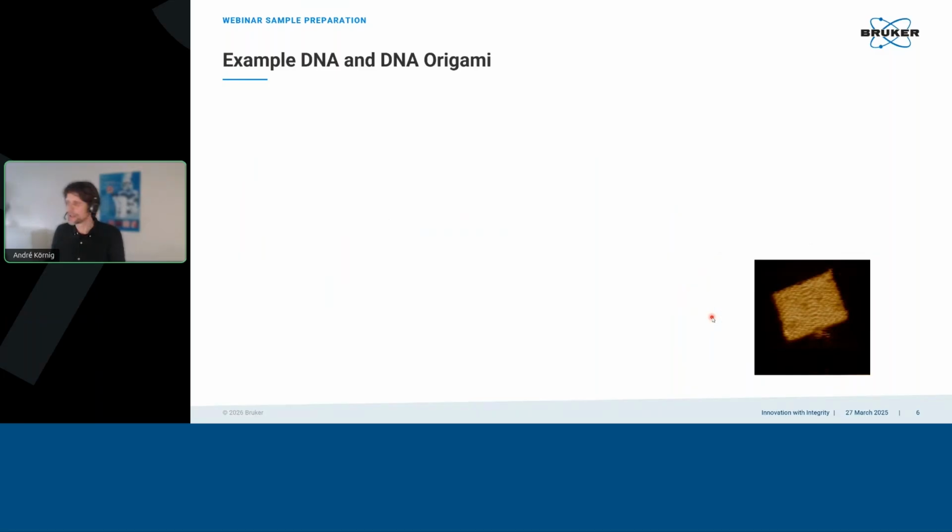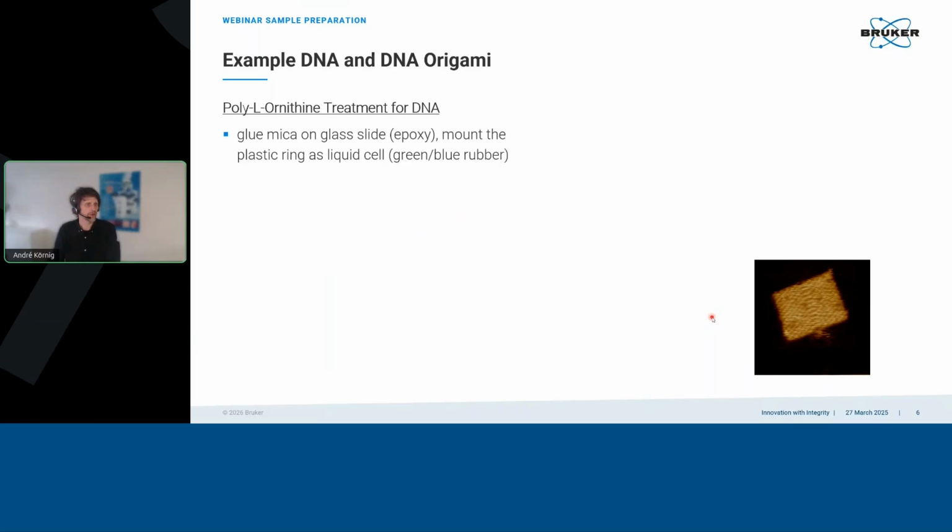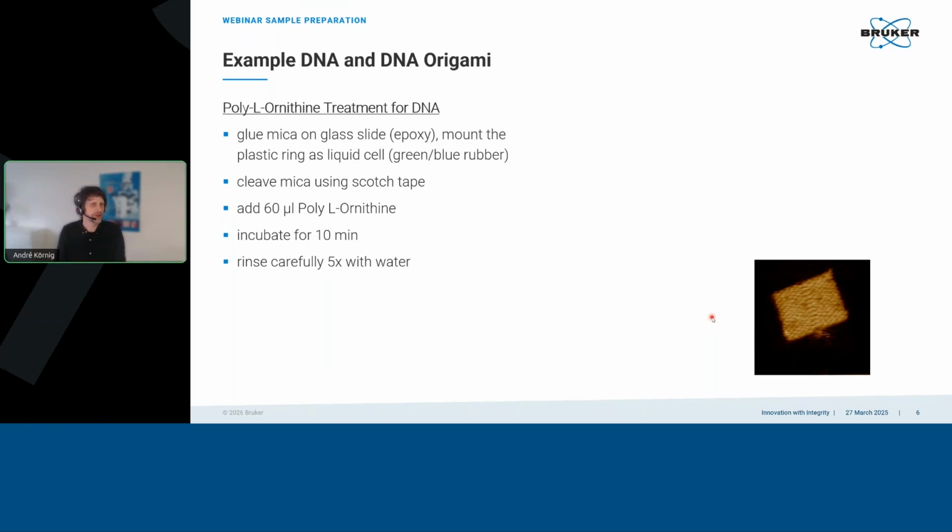I show two examples. One is some polyornithine treatment for DNA imaging. It's rather easy. You have the slide with the simple fluid cell that I just showed. You cleave it, and then you add a polyornithine solution that you can buy at standard scientific shops. This builds a small monolayer on top of the mica. You let it incubate a bit and rinse it carefully with water.